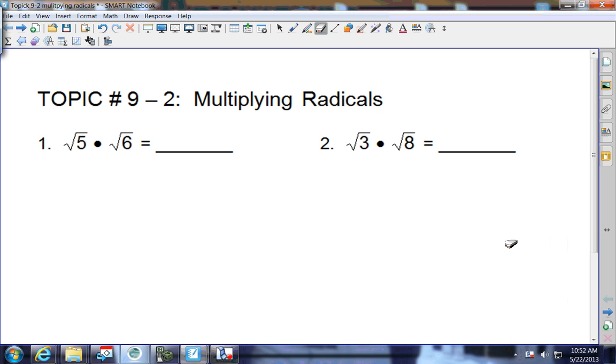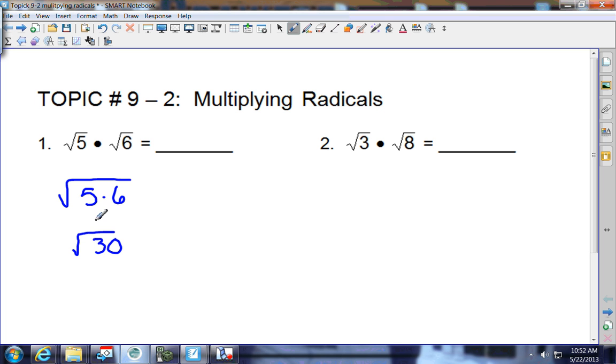All right. These are the introduction notes to multiplying radicals. First off, what we're going to do right here, we're going to multiply 5 times 6 because they're both underneath the square root sign. See that? I could combine them by making the square root sign. 5 times 6. 5 times 6 is 30. Okay?